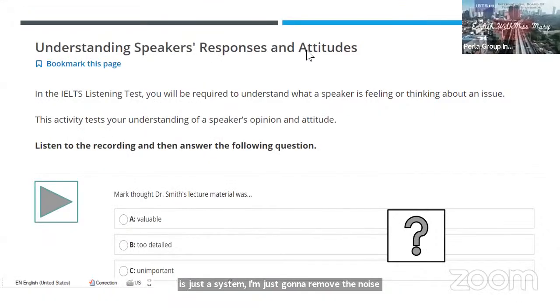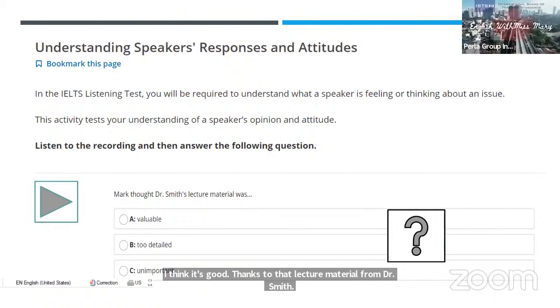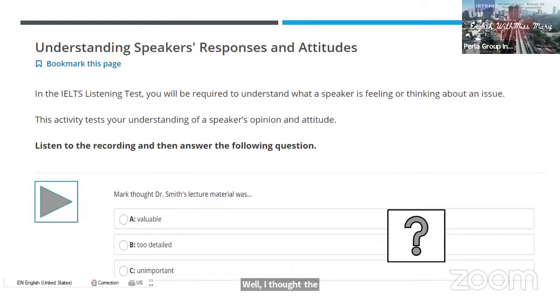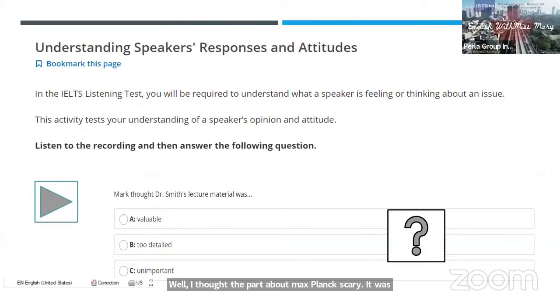How's your assignment going? Well, I think it's good, thanks to that lecture material from Dr. Smith. Oh, I couldn't see any relevance to it actually, so I left it out. Well, I thought the part about Max Planck's theory was really useful. I included a lot of detail about his experiments.